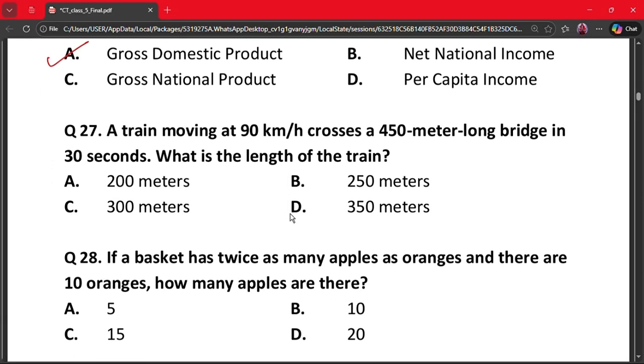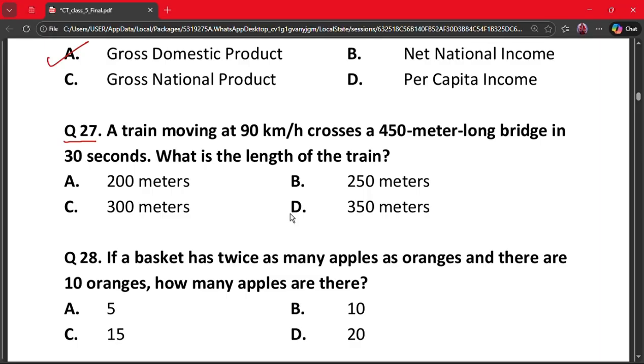Next question is question number 27. A train moving at 90 km per hour crosses a 450-meter long bridge in 30 seconds. What is the length of the train? A. 200 meters, B. 250 meters, C. 300 meters, and D. 350 meters.